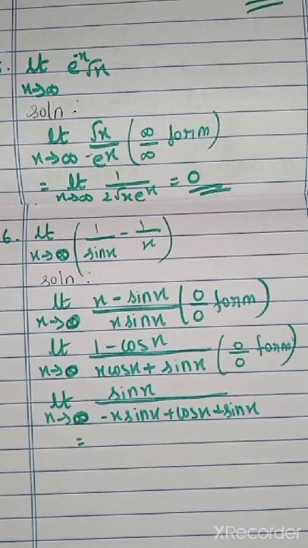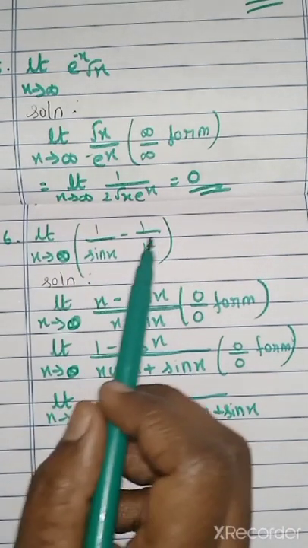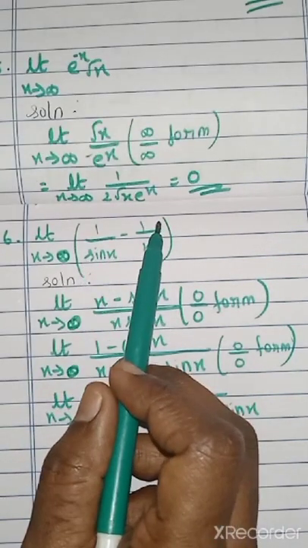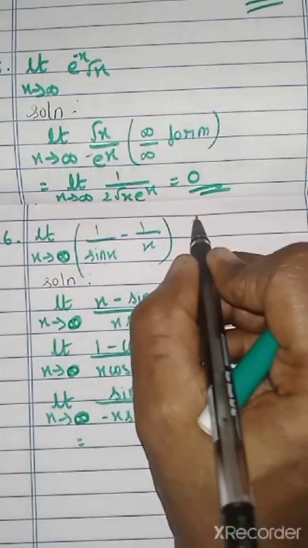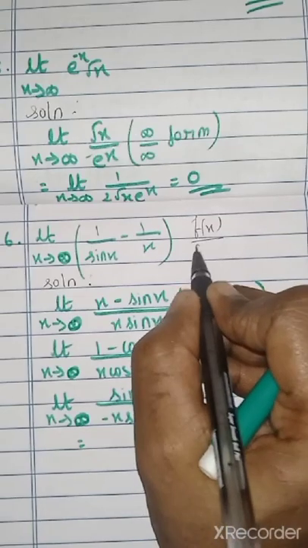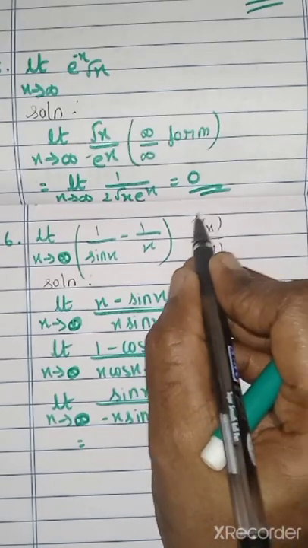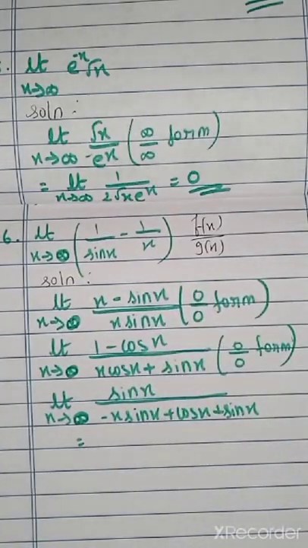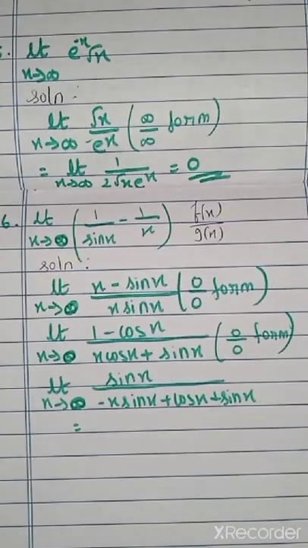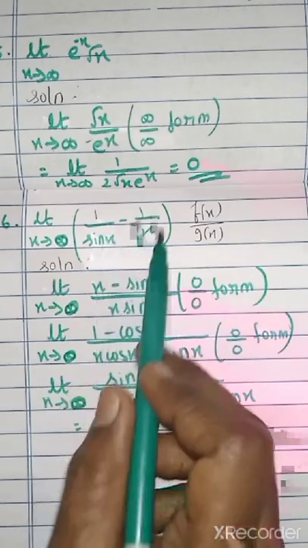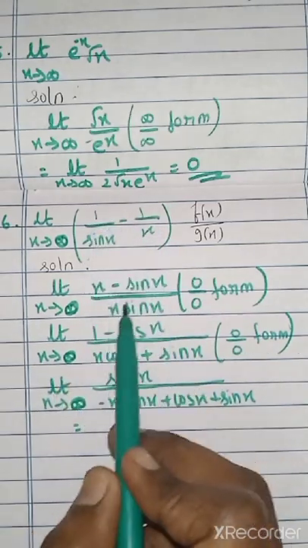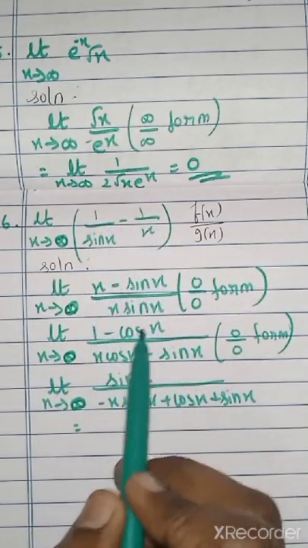Next sixth question. Limit x tends to 0, 1 by sin x minus 1 by x. Okay, can we use the L'Hopital rule here? No, because this is not in the form of f of x by g of x. When the problem is in this format only, we can use the L'Hopital rule, correct? So what we can do is, we can take LCM here. So this will become x minus sin x by x into sin x.